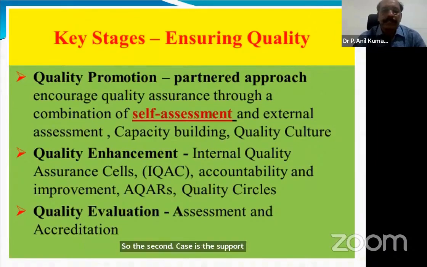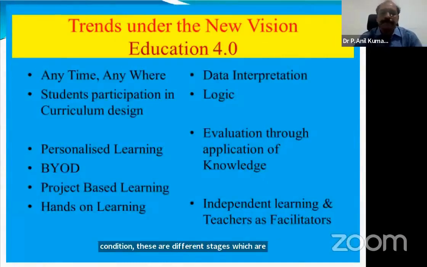So with this, your internal quality assurance cells, that is accuracy, accountability and improvement, can lead to a better preparation of AQRs under your quality circles. So finally, the quality evaluation, that is assessment and accreditation. These are different stages which are considered as key stages.